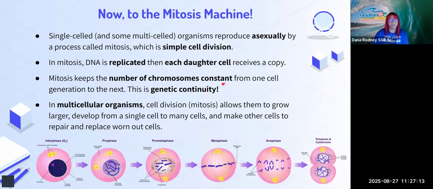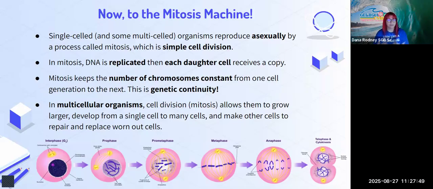Mitosis keeps our number of chromosomes constant. That's really, really important. That constant from one cell generation to the next allows us to maintain genetic continuity. And we're going to talk about genetic continuity more in class today. In a lot of our multicellular organisms, our cell division, mitosis, allows them to grow larger, to develop from a single cell to many different cells, to make other cells that will allow them to replace old and worn out cells or to repair damaged cells.